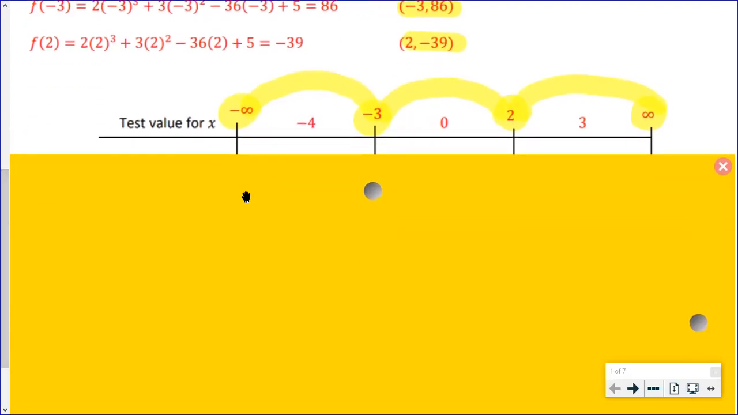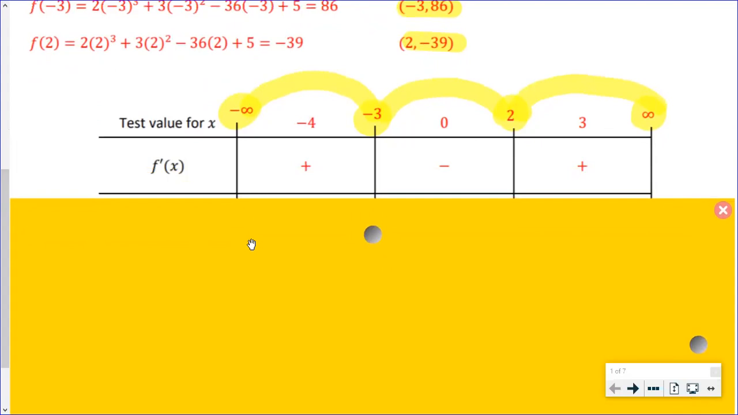Okay, my next step is to take my first derivative. And now I'm going to plug these points into my first derivative equation. Okay, plugging in the test values. I know I'm not going to get 0 because the only way to get 0 is from the points -3 and +2. Those are the roots of the first derivative. So when I plug in -4, I get a positive. When I plug in 0, I get a negative. When I plug in 3, I get a positive.